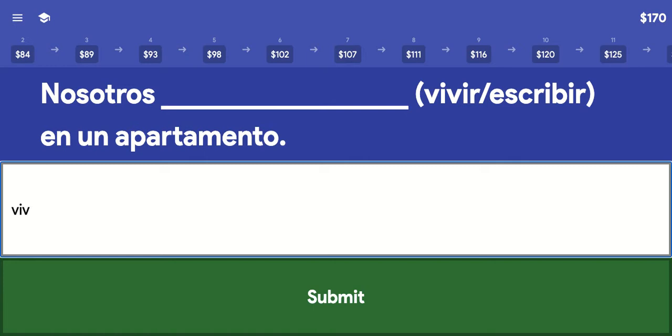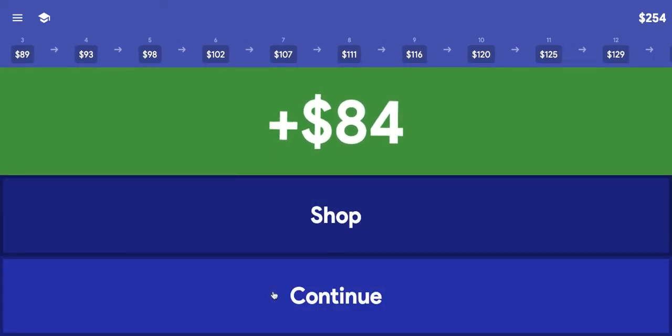But wait a second, there's something that's odd about IR verbs in the nosotros form. That's right, it has an IMOS ending, not an EMOS ending like the ER verbs. So I'm going to write down vivimos, and I'm going to click submit.